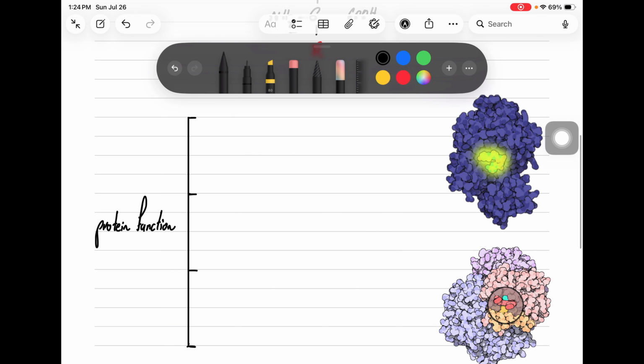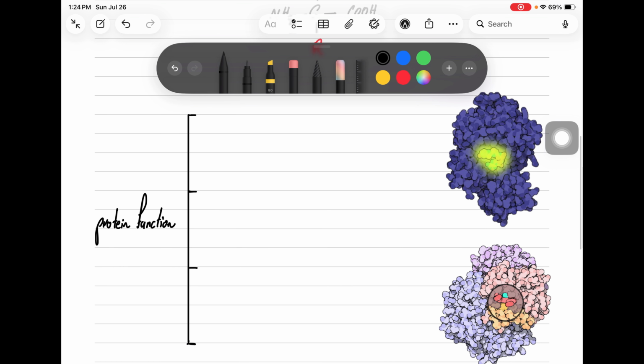So let's talk about protein functions. We have 4 major functions of protein in a cell. They can act as catalysts, they can do transport, they can do structure. There are more to it, but these are the major ones. And they can do motion.